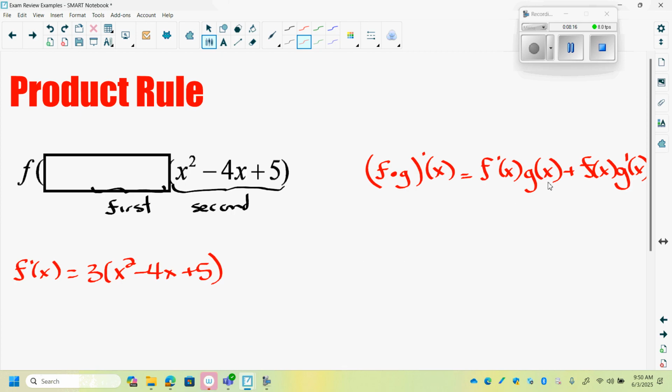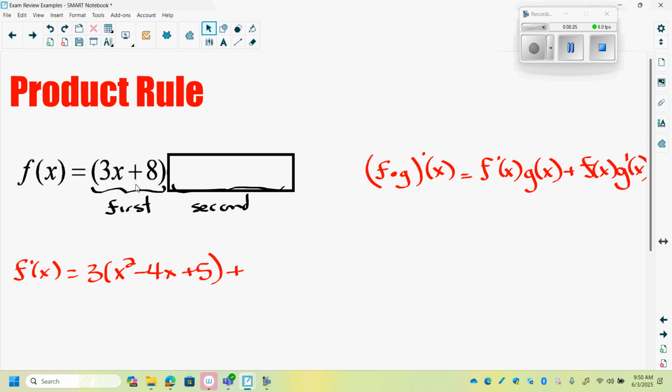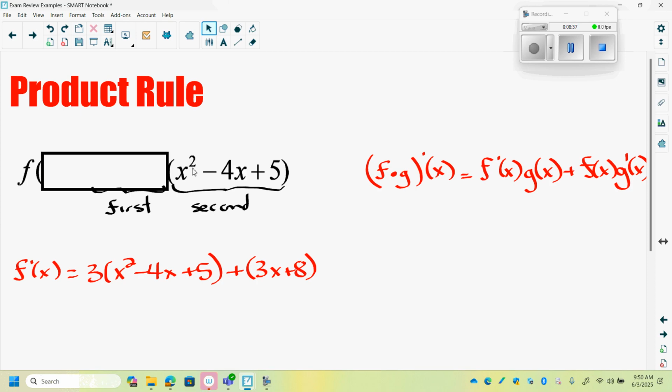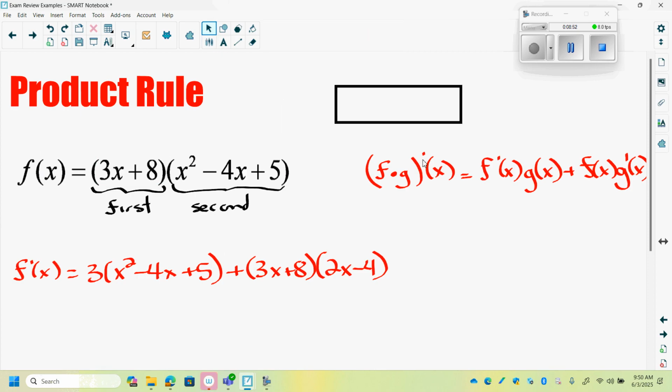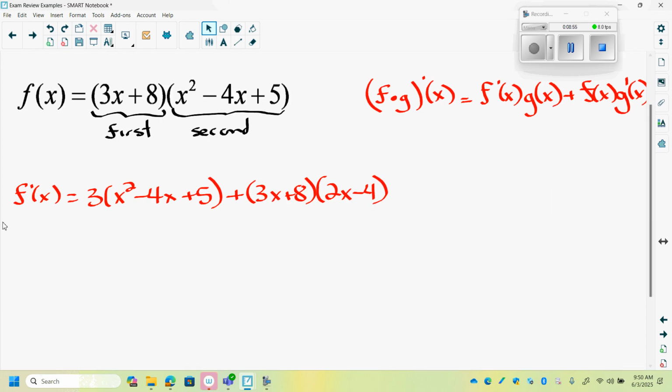So I'm at this stage of the game. Plus f of x, or the first function, 3x plus 8. You got it. Times the derivative of the second. What's the derivative of x squared? 2x. What's the derivative of negative 4x? Negative 4. What's the derivative of 5? 0. Okay? Now, if I didn't have to simplify, that's where I would leave it. That's the derivative. That is an equation for finding the slope of a tangent line to this specific curve.